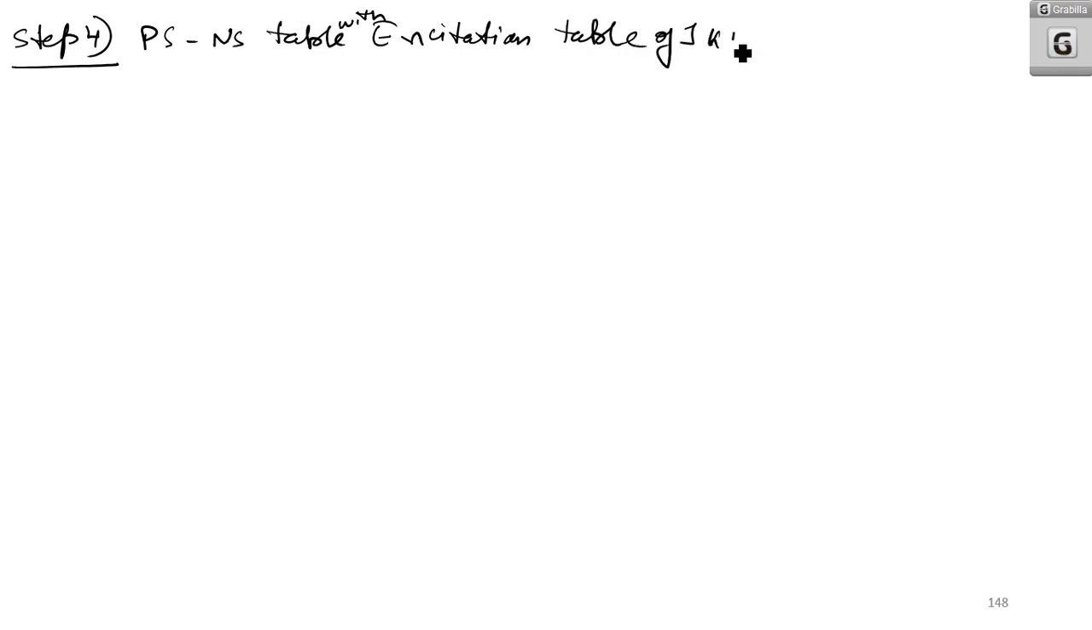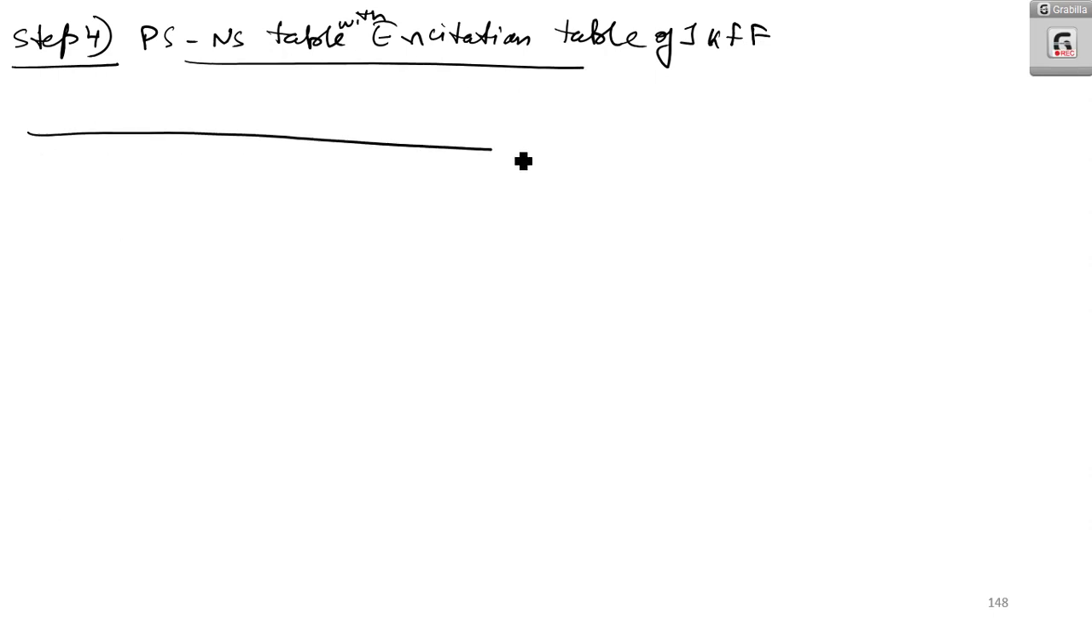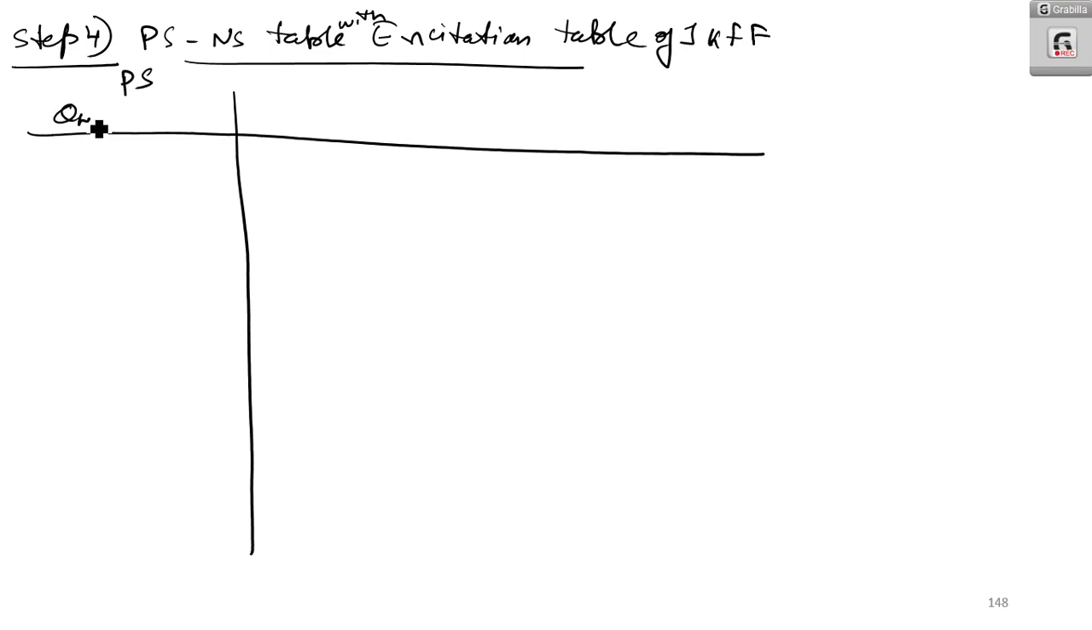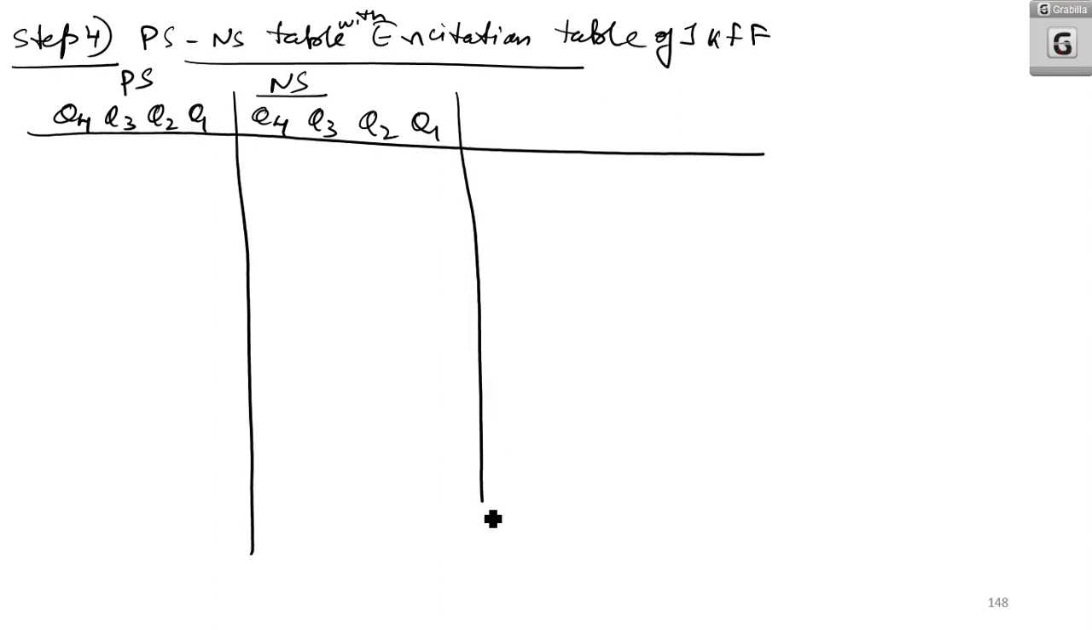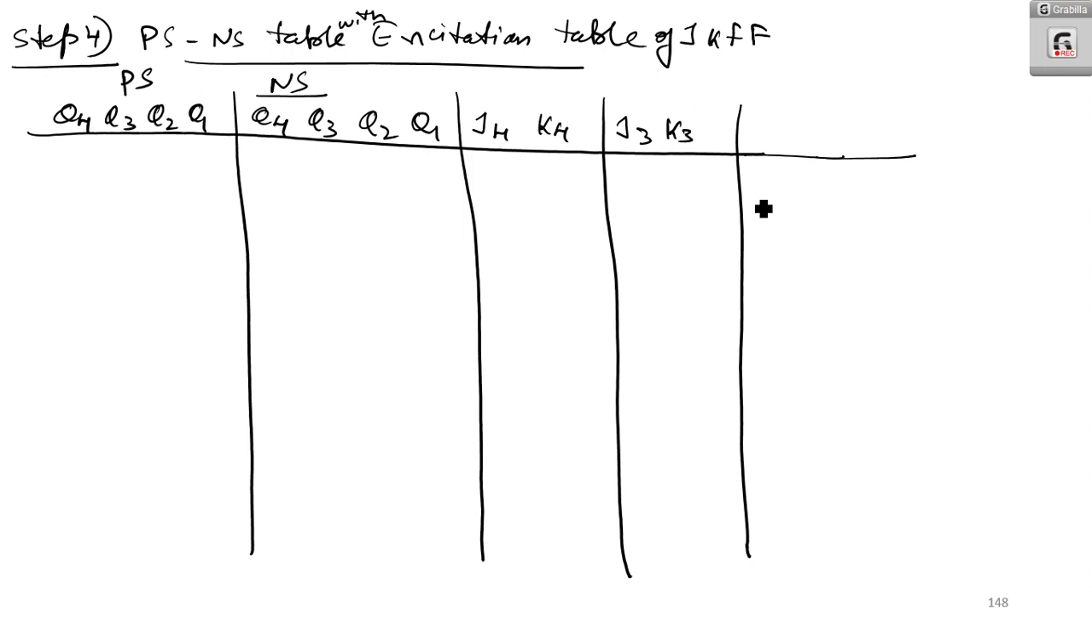Okay. So since there are 4 bits, you should have 4 present state bits. That is, present state is Q4, Q3, Q2, Q1. Similarly, next state is also Q4, Q3, Q2, Q1. So you should have 4 flip-flops, right? So you should have J4, K4. Then comes J3, K3. Then comes J2, K2. Then comes J1, K1.